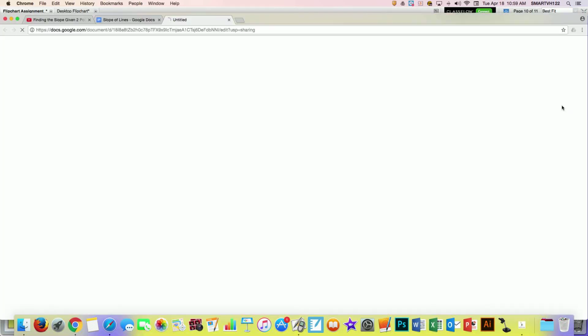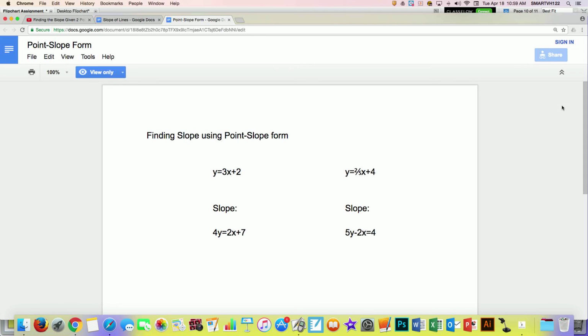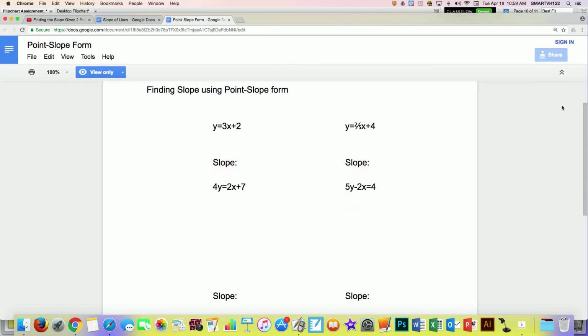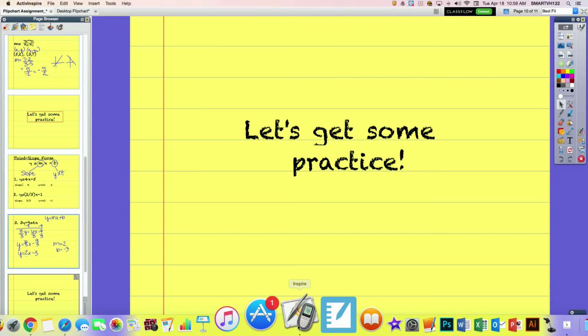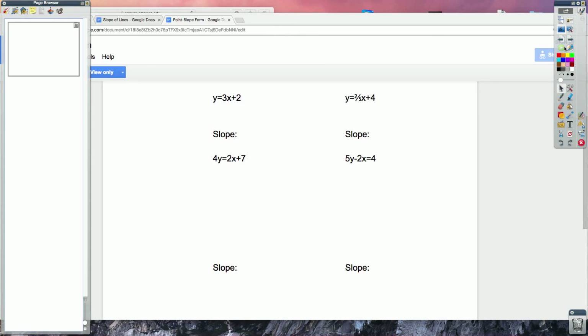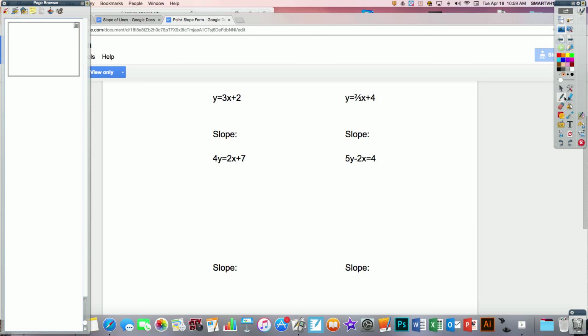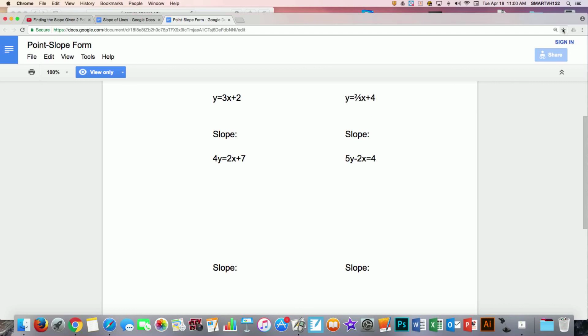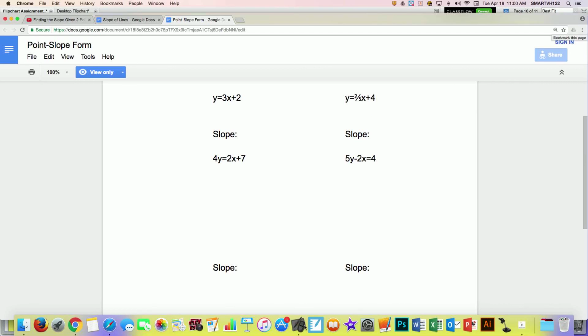Let's get some more practice. Okay, so y equals mx plus b. So what is the slope of this one? 3. And how about for this one? 2/5. Okay.